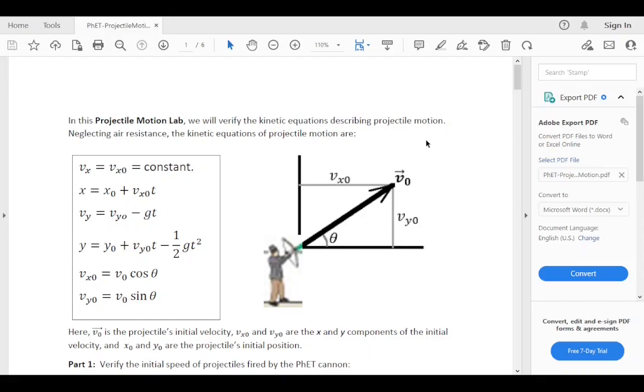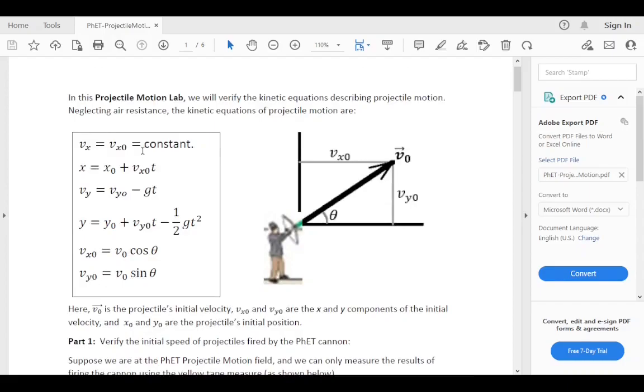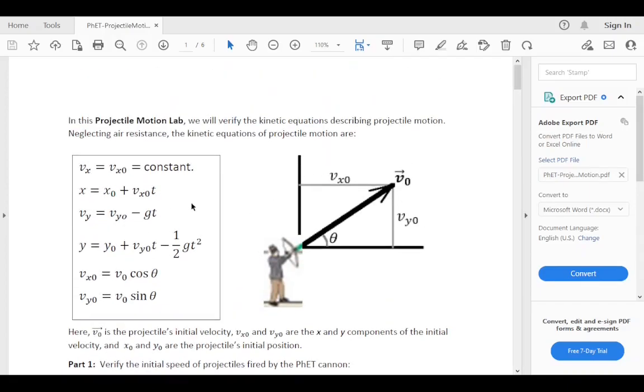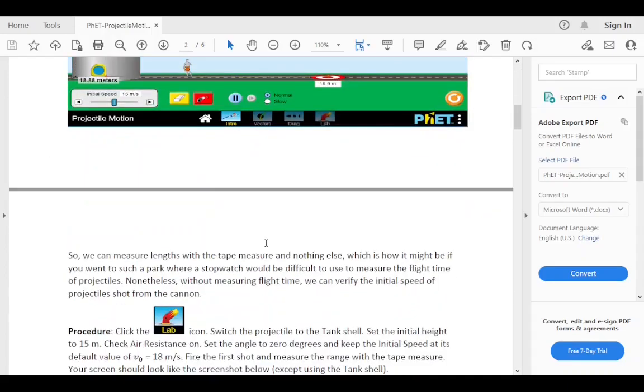That lays out the initial velocity vector for it. It shows how we can resolve the x and y components of that vector. Our first job is to experimentally verify that the FET cannon has the initial speed as advertised, and that initial speed is compatible with this kinetic description of projectile motion. So let's see how we're going to do that.